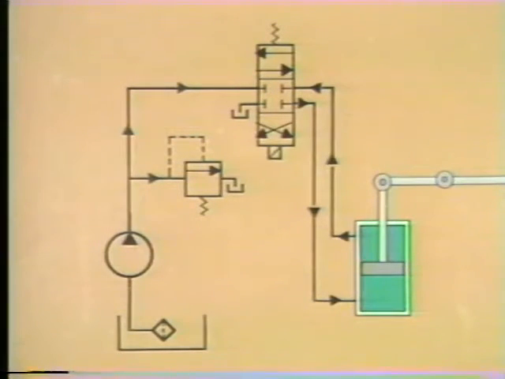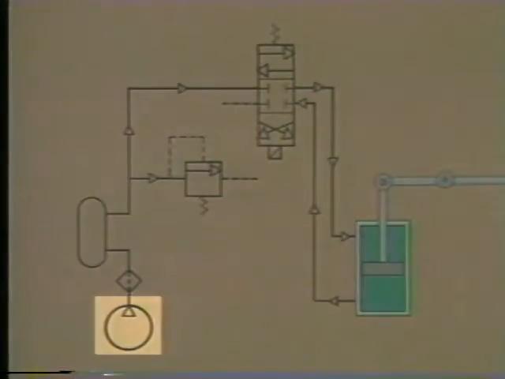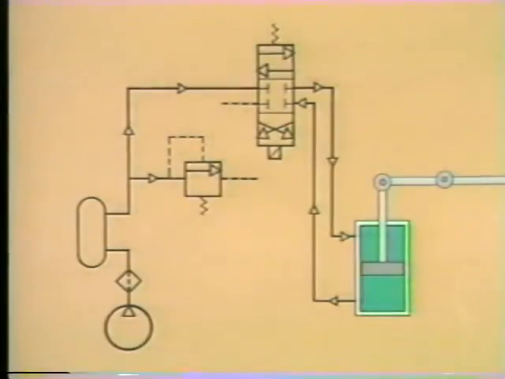Now, we can make this simple hydraulic system into a pneumatic system by making a number of relatively minor changes. We now have a compressor and receiver instead of a pump and reservoir. Compressed air from the receiver provides the fluid power for the system.